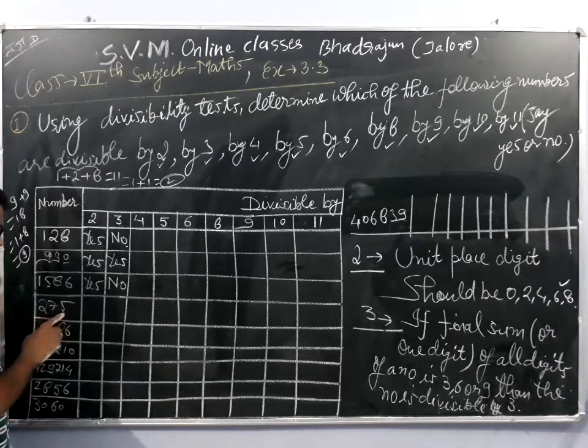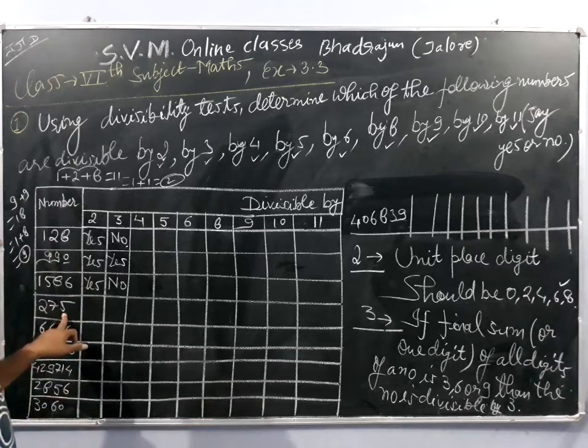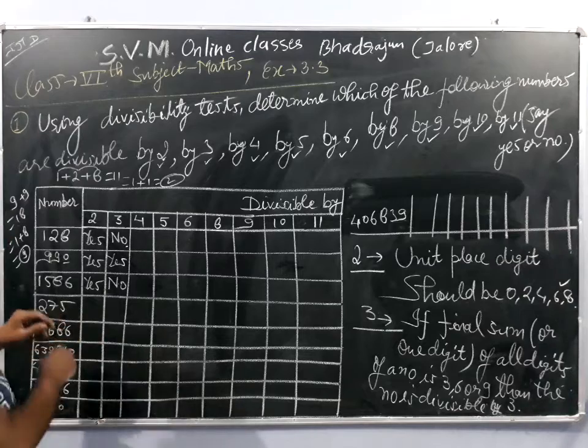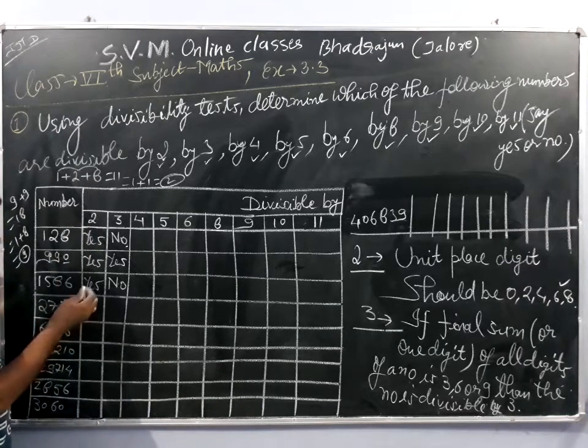Here we are seeing our unit place digit is not 0, 2, 4, 6, 8. Hence the number is not divisible by 2. Hence our response is no.